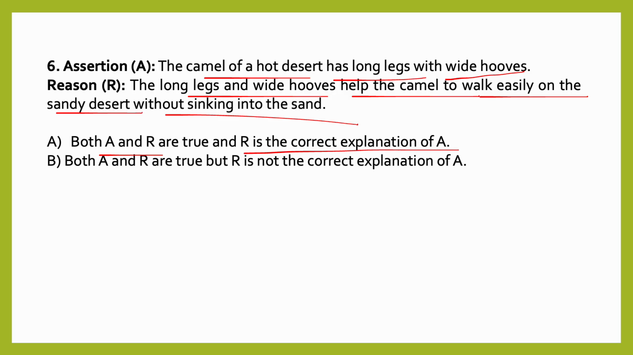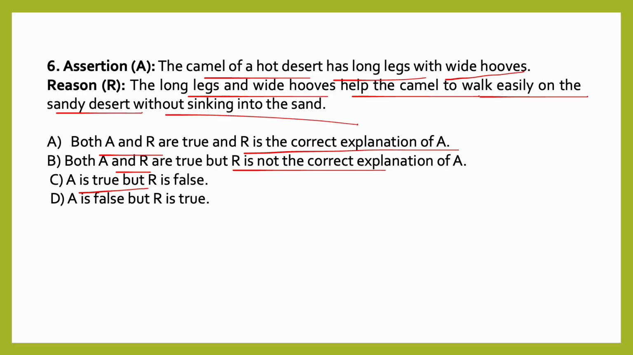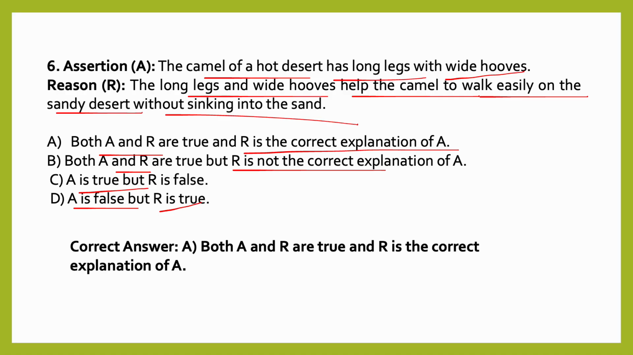Both A and R are true but R is not the correct explanation of A. Option C, A is true but R is false. Option D, A is false but R is true. Which is the correct answer? Correct answer is option A. Both A and R are true and R is the correct explanation of A.